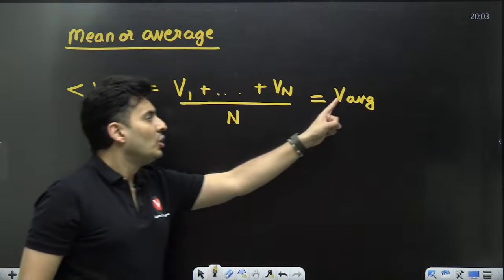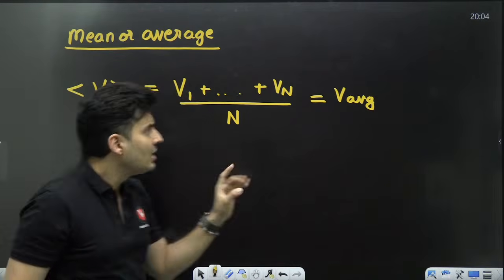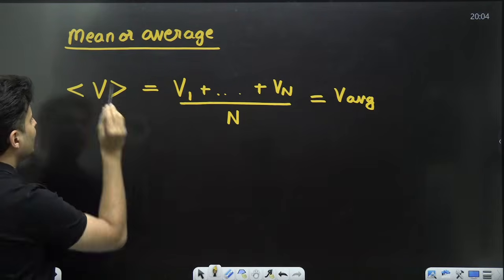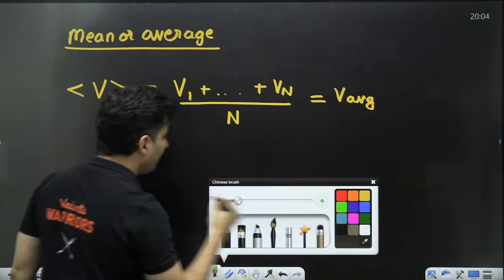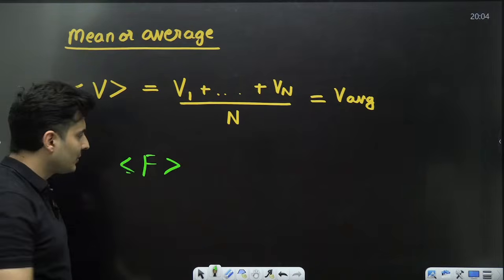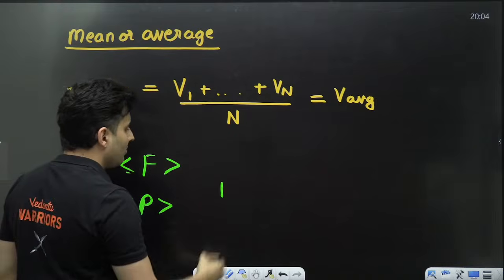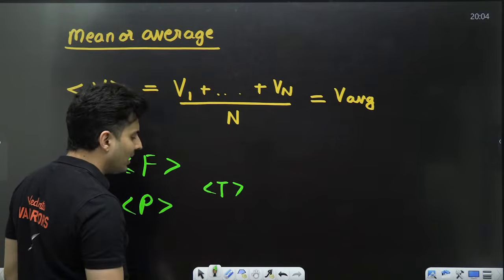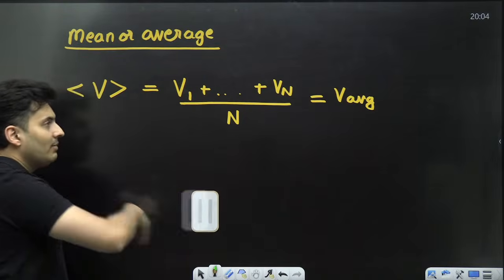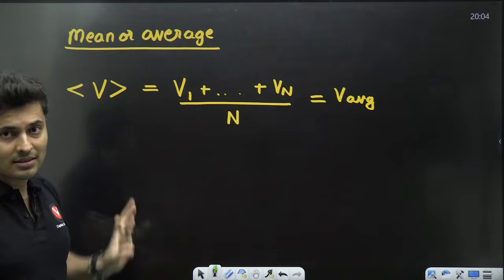And when you don't want to write this AVG or AVERAGE, you can put triangular brackets. So it means you're finding the average value of V. For example, if I put F like this, I mean what is the average force? If I put P like this, what is the average pressure? If I put T like this, what is the average temperature? So that's what that symbol means. The triangular symbol means you're finding the average value of whatever is inside of it.